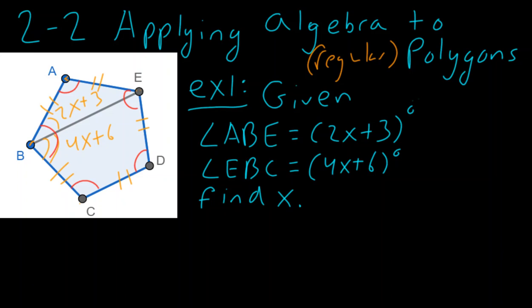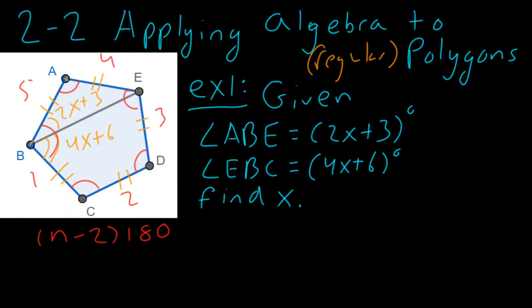Now, why is it necessary for all the angles to be congruent? Well, this allows us to use the formula n minus 2 times 180. And this formula is about to be your best friend. Now remember, n is the number of sides. We could count them up like this: 1, 2, 3, 4, 5.